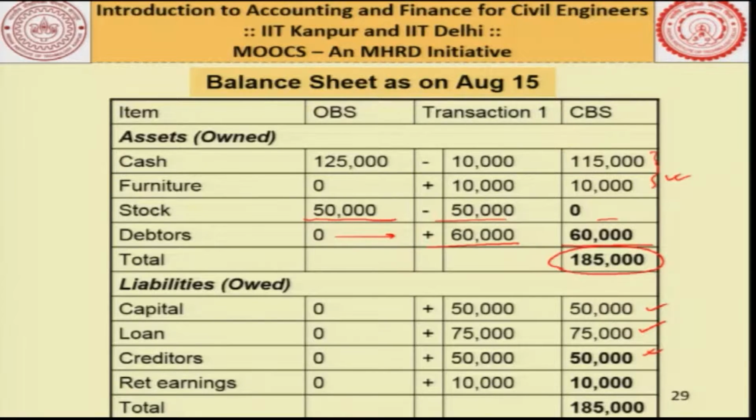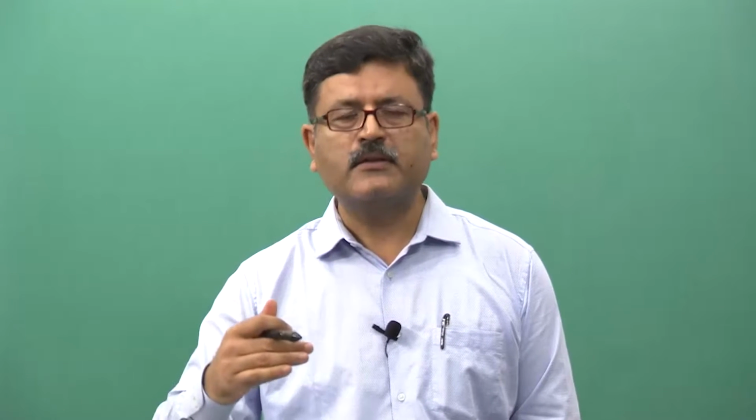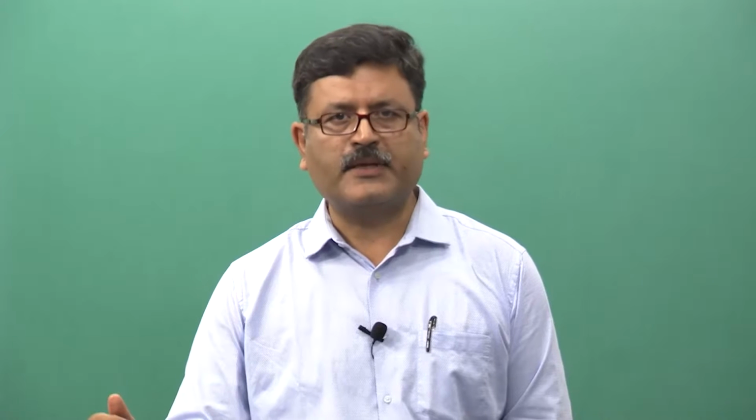You can see this transaction has added another 10,000. Why? Because you purchased the stock for 50,000 and you sold it for 60,000. So you made a profit of 10,000. Now this 10,000 is not your money, not the company's money. You owe it to your investors, Mr. David and Mrs. David. So this is also a liability as far as the Mr. and Mrs. David company is concerned.